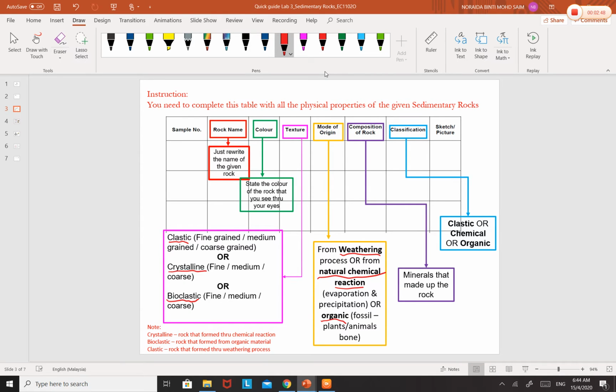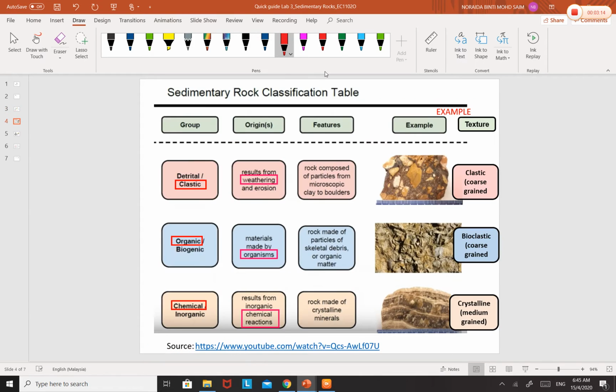And then for the classification, whether you write it as a clastic, based on the texture tadi, or the chemical. Kalau texture dia crystalline, maknanya classification dia adalah chemical. And whether it's organic, so dia ada 3 classification, sama ada it's clastic or chemical or organic. Okay, alright, so this is a little bit the brief line sebab kita tak masuk lagi topik sedimentary.